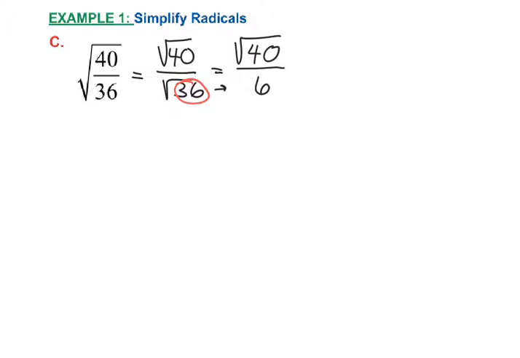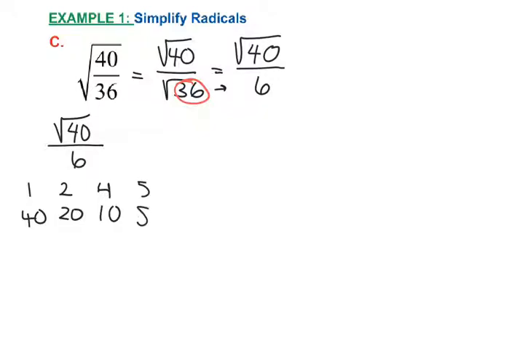So now, I'm going to move down here just so I have a little bit more room. Now we just have to deal with that square root of 40. So let's write our factors that are perfect squares. 1 and 40, 2 and 20, 4 and 10, 5 and 8. Of this list, which number is a perfect square? 4. So we're going to use that factor pair.